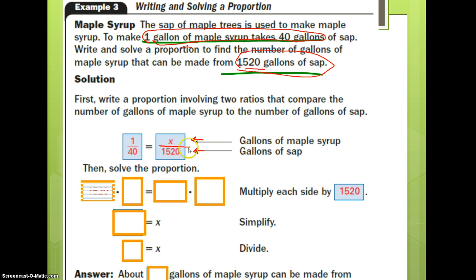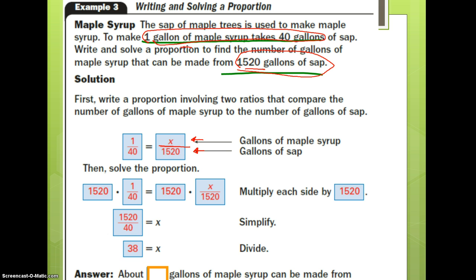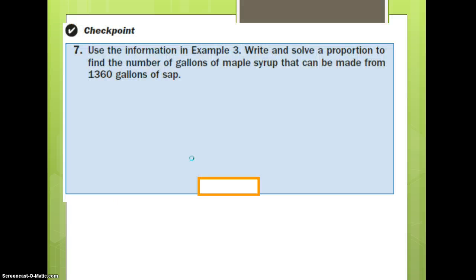Now you can multiply each side by 1,520, and you will get a simplified fraction of 38. About 38 gallons of maple syrup can be made from 1,520 gallons of sap. You really just need to make sure that you're setting up your proportion correctly so that you get the right answer. Because if you would have put 1,520 in the numerator, you would have gotten something different. Just make sure your numerators and denominators relate to each other. We're going to skip number 7.